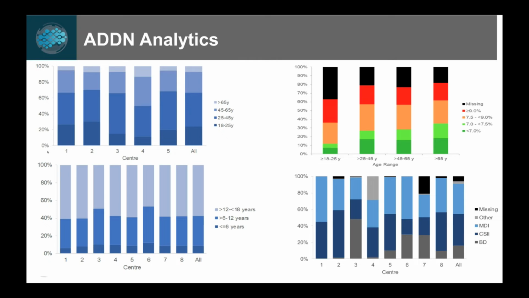The bottom left is for the pediatrics, and you can see there are way more 12 to 18-year-olds that have diabetes than others. The top right is now moving into what the doctors are actually interested in.